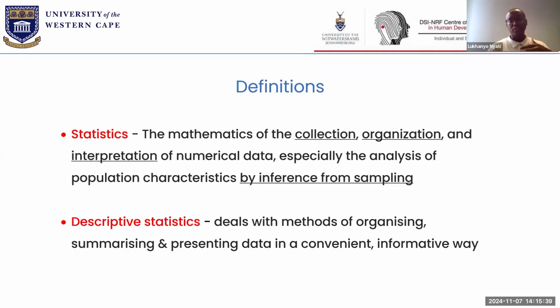All right, just to start us off, I thought let me give some definitions about what we're going to be talking about. The first definition is about statistics in general, which is the mathematics of the collection, organization, interpretation of numerical data, especially the analysis of population characteristics by inference from sample. Again, all of these elements that we've been talking about over the past 2 days, including today, are included in the definition of what statistics are.